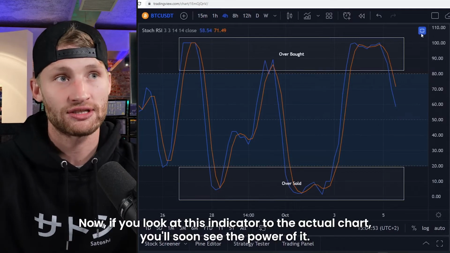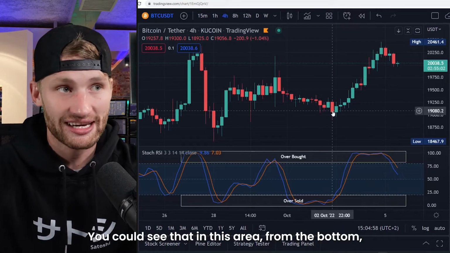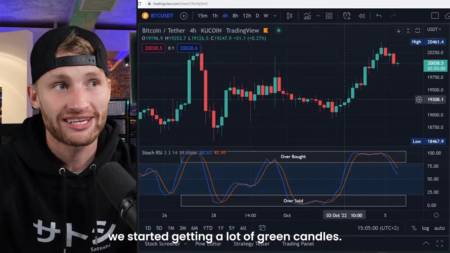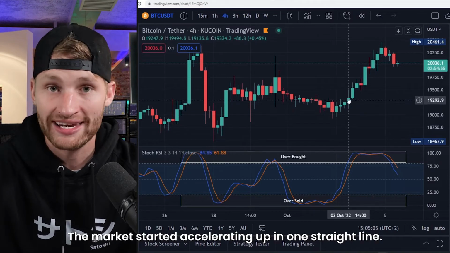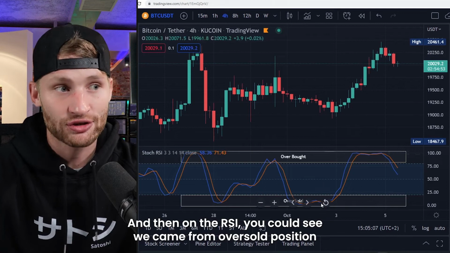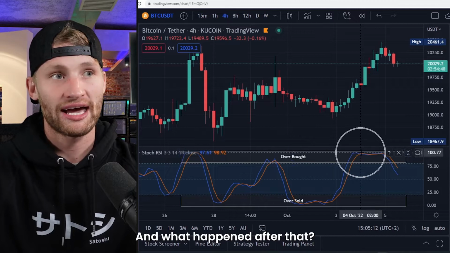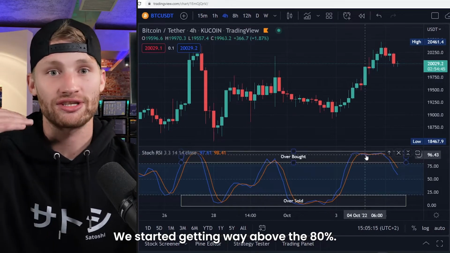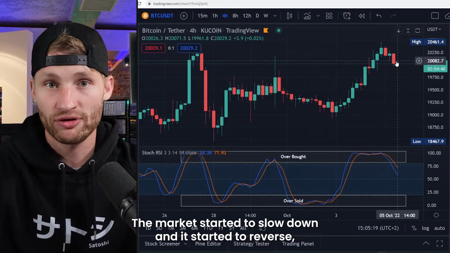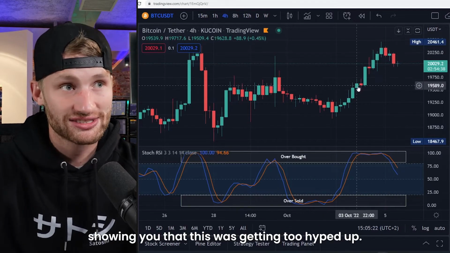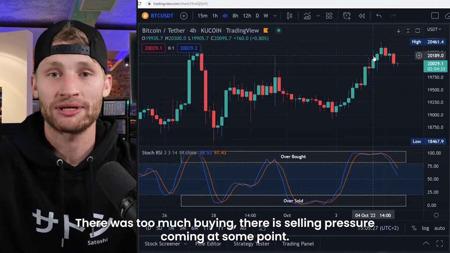Now if you look at this indicator against the actual chart, you'll soon see the power of it. You could see that in this area from the bottom, we started getting a lot of green candles. The market started accelerating up in one straight line. And then on the RSI, you could see we came from an oversold position all the way up to overbought. And what happened after that? We started getting way above the 80%. The market started to slow down and it started to reverse, showing you that this was getting too hyped up. There was too much buying. There is selling pressure coming at some point.